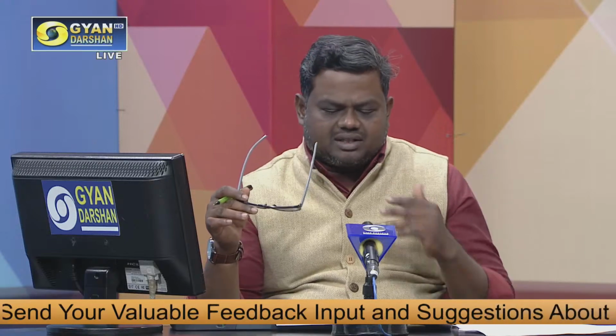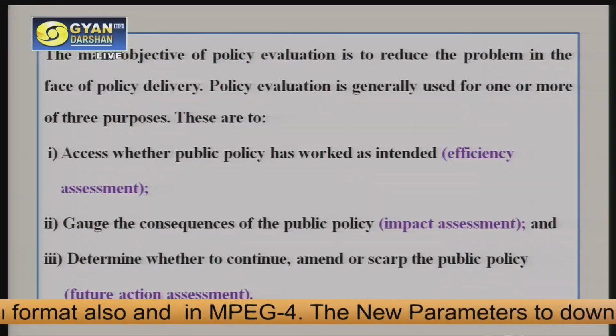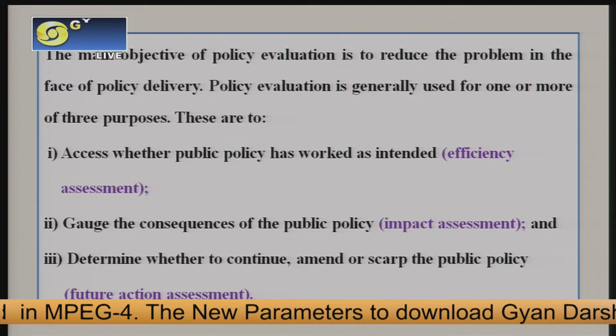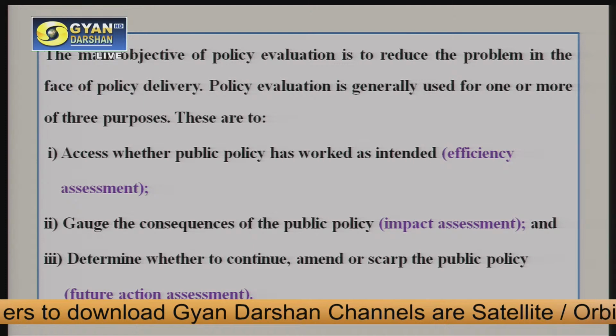So public policy evaluation is mostly done for three purposes. First, whether the public policy has worked as intended, that is the efficiency assessment. The second is the consequences of public policy, that is the impact assessment. And the third is to determine whether to continue, amend, or scrap the public policy, that is the future action policy. First is to assess whether public policy has worked as intended.